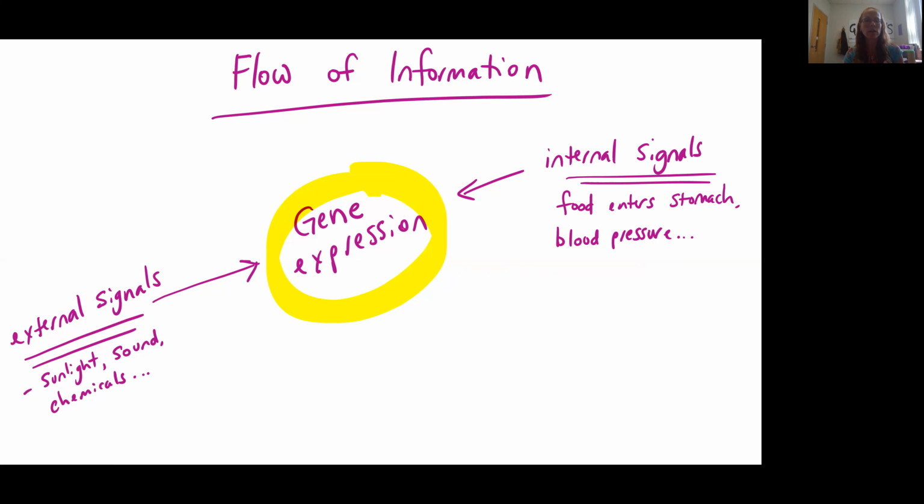So just tasting something sweet tells your body you're getting ready to eat sugar. That carbohydrate is digested in the stomach, so that food entering the stomach is going to trigger some gene expression. Changes in blood pressure can trigger gene expression. So when we talked about being able to respond to your environment, or when we talked about being able to regulate your internal environment, we're going to see gene expression as a key part of that.